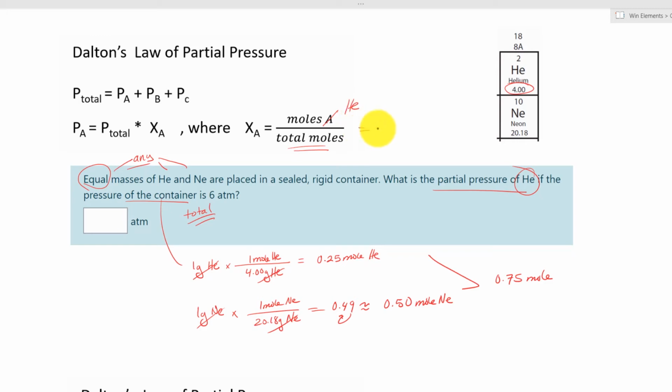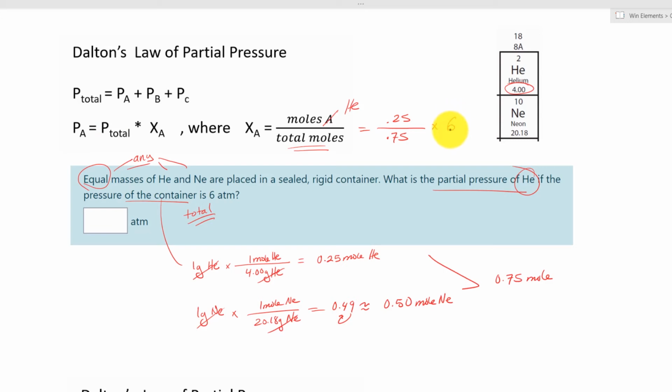So what do we have? He is 0.25, okay? And over the total is 0.75. Well, look at that. This can be simplified to 1/3. With this information, now we can multiply to the total pressure, which is 6.